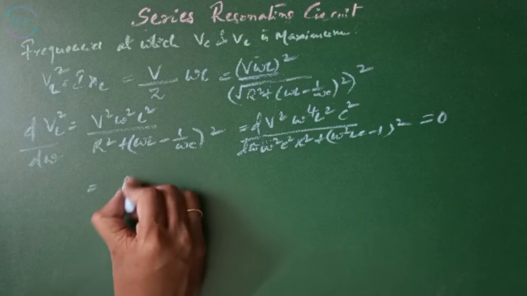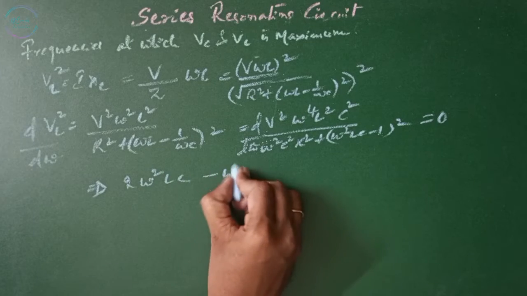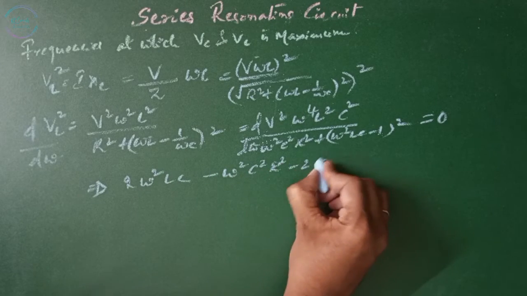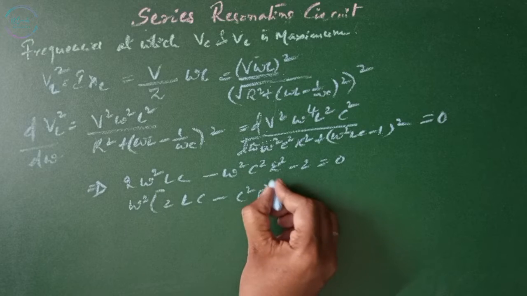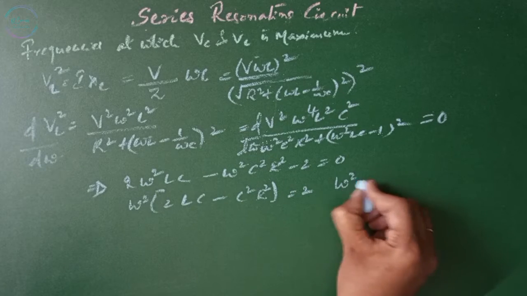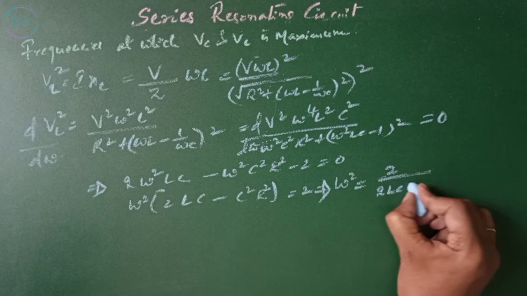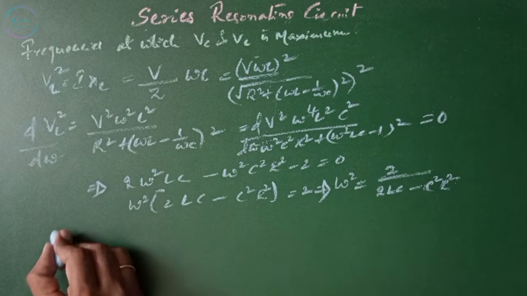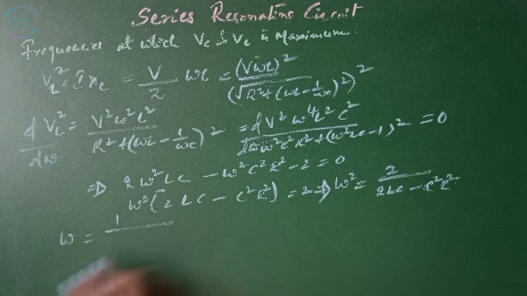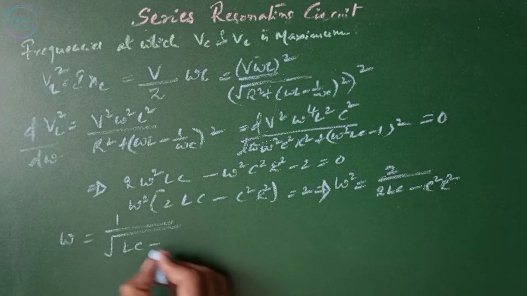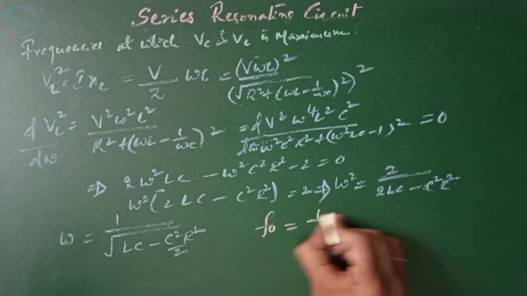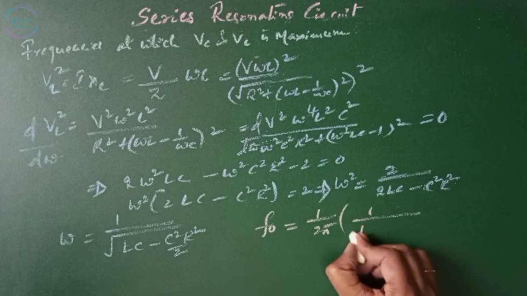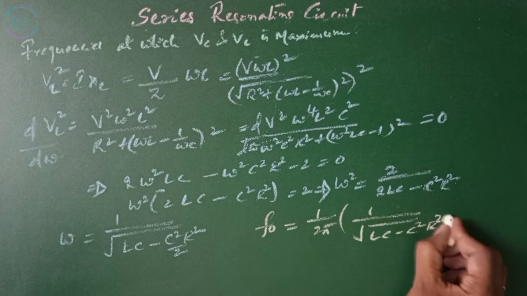Now if you differentiate this, 2 omega square LC minus omega square C square R square minus 2 equals 0. Omega square (2LC minus C square R square) equals 2, from which omega square equals 2 by 2LC minus C square R square, from which omega equals 1 by the square root of LC minus C square R square by 2. The frequency f naught at which VL is maximum is given by 1 by 2 pi multiplied by 1 by the square root of LC minus C square R square by 2.